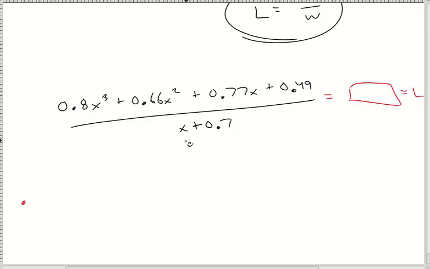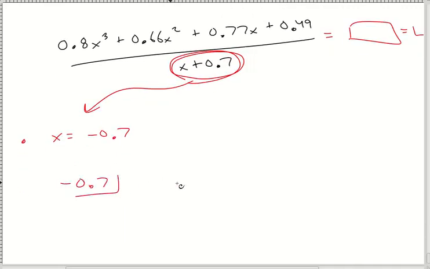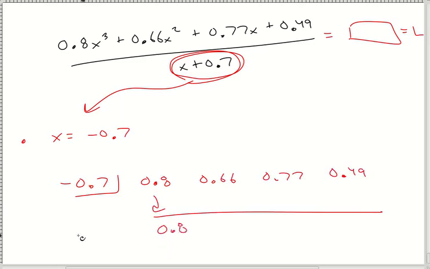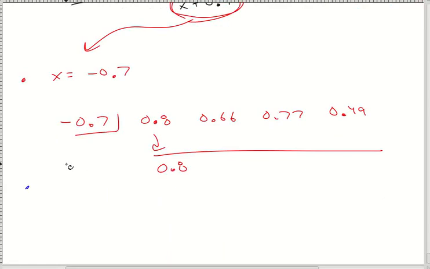Now, I know that looks scary, but right here, I want to solve for x. X equals what? Don't overthink it. Negative 0.7. If you got a positive, you change the sign. Now it's a negative. I'm going to do synthetic division with a decimal, and I'm going to use all of the coefficients, 0.8, 0.66, 0.77, and 0.49. Before I get started, I am the worst person to be doing decimal math. Decimals are hard because I'm used to whole numbers, and I'm even pretty good with fractions, but not decimals.